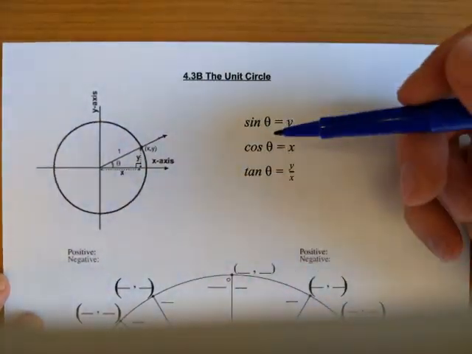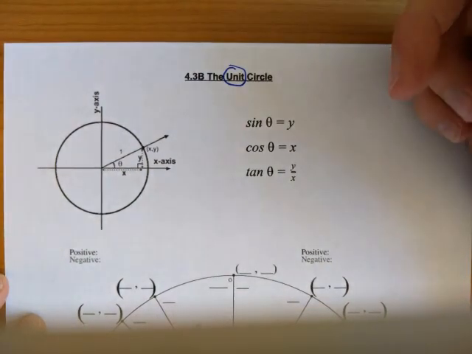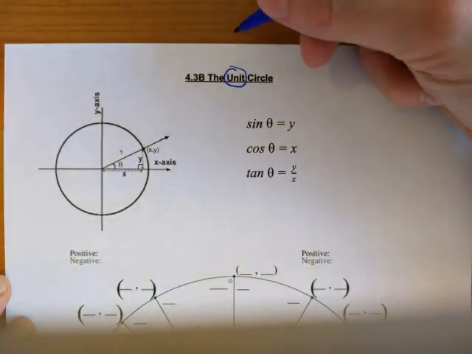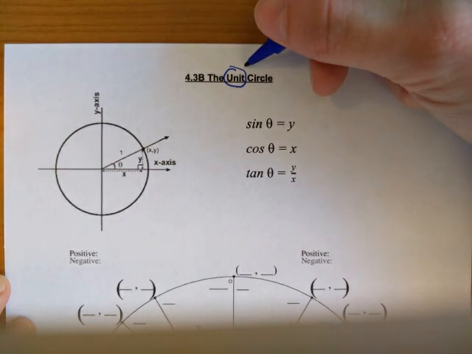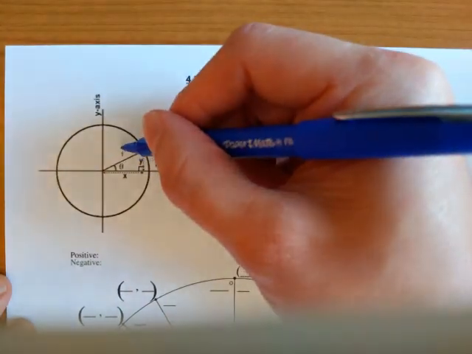So the unit circle is just a circle, but the unit part, unit means 1 in math. Like the ones digit can be called the units digit. And so what is 1 for the circle is the radius. The unit circle is just a circle with radius 1.